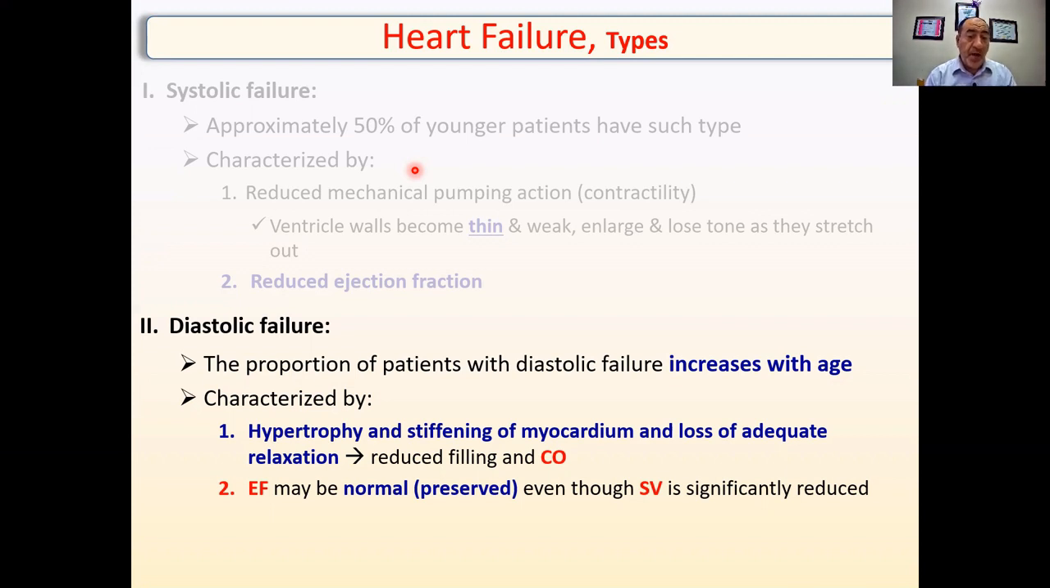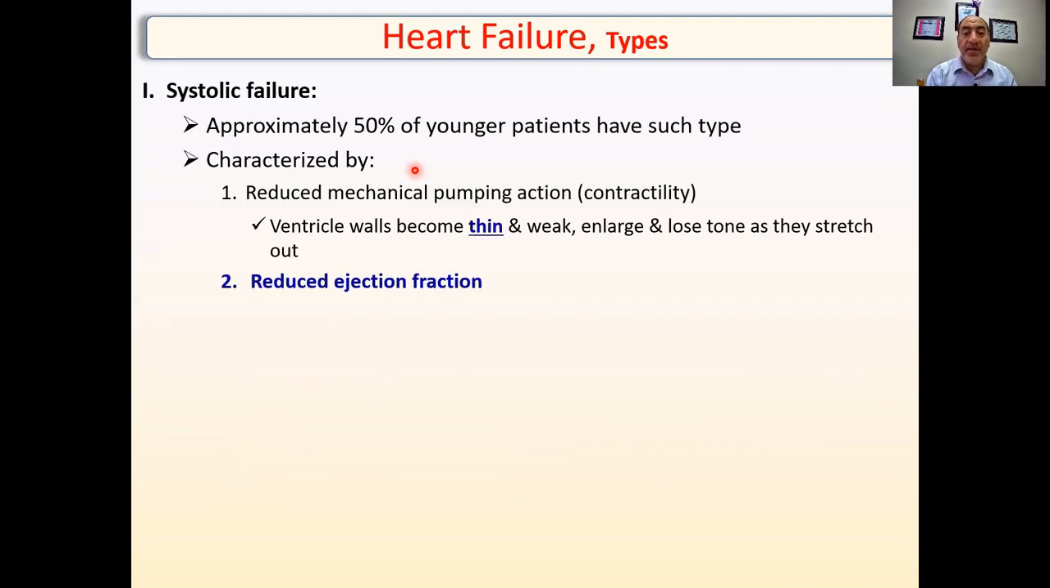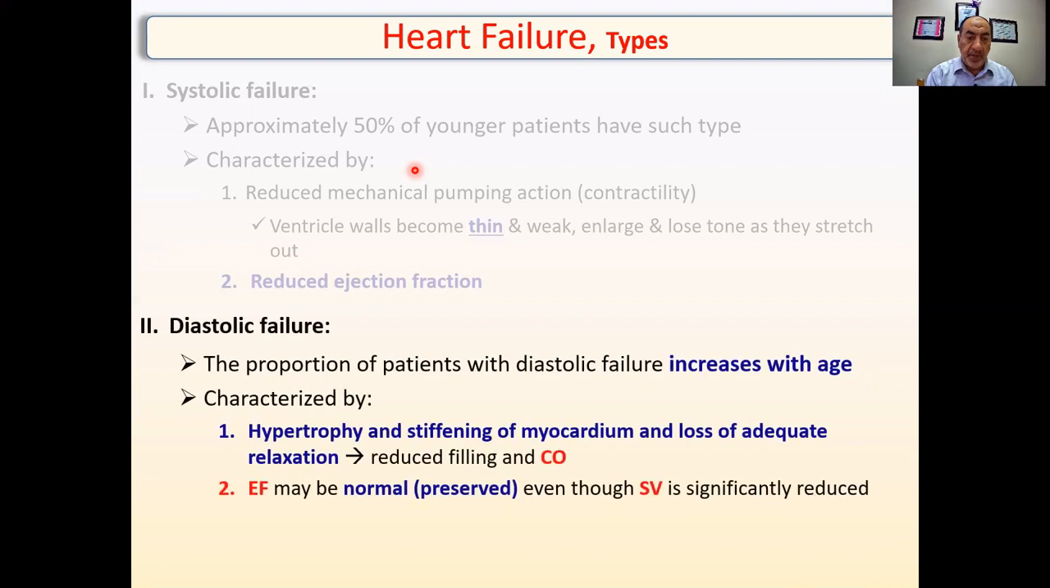hypertrophy. So now there is thickness of the ventricular wall as compared to the thin ventricular wall. Thickness and stiffening of the myocardium. So it's not only thick, but it's stiff. It does not push as hard. The movement is sluggish, the myocardial wall cannot move easily. And there is loss of adequate relaxation also. So it cannot accommodate more blood, so reduced filling, and hence reduced cardiac output.